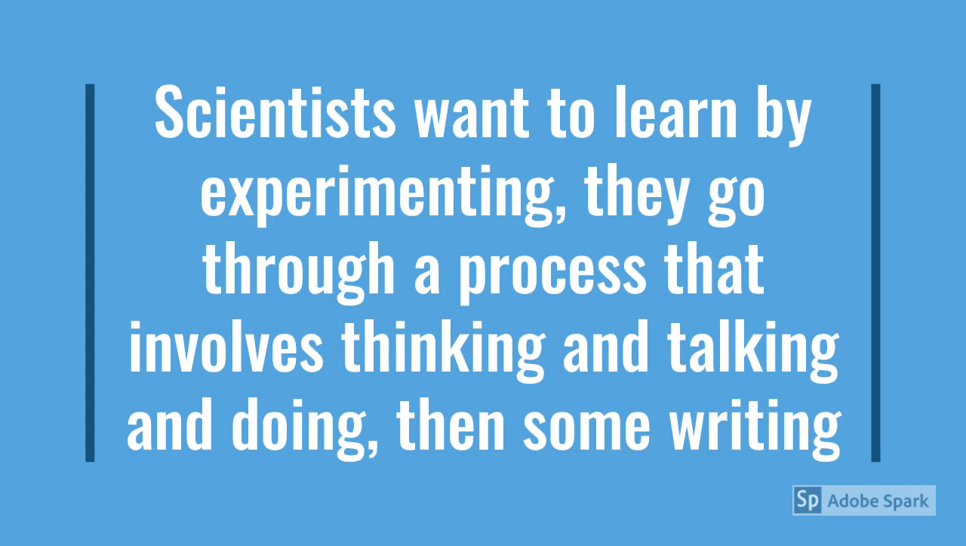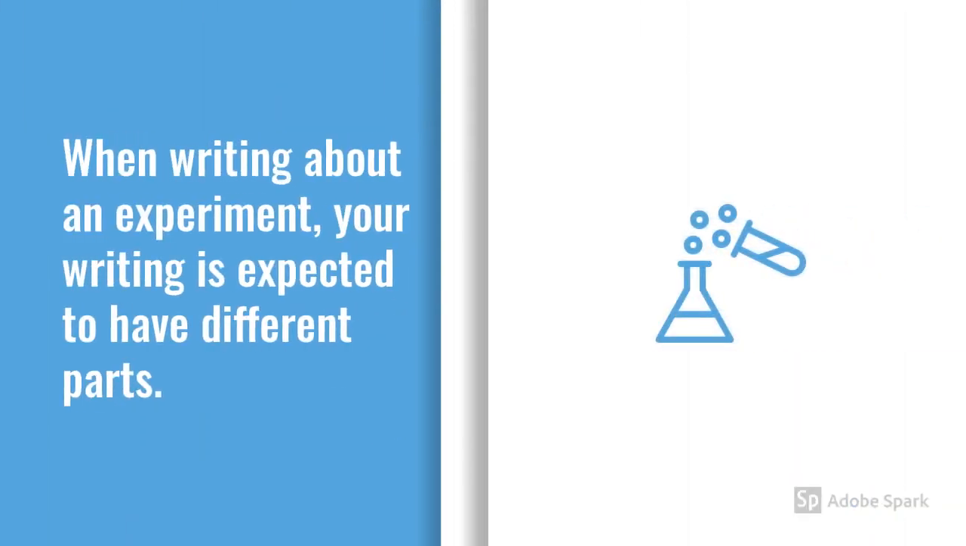Scientists want to learn by experimenting. They go through a process that involves thinking and talking and doing, and then some writing. Don't forget to write. Make sure you have all the parts: a question, a hypothesis, a procedure, some results, and a conclusion.